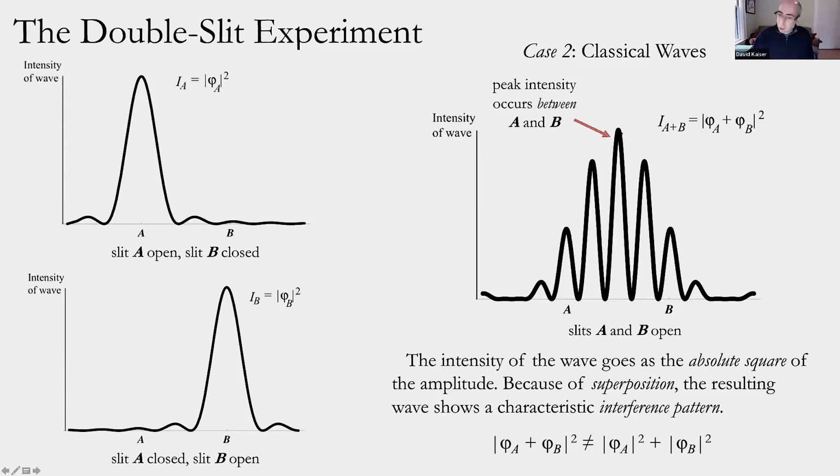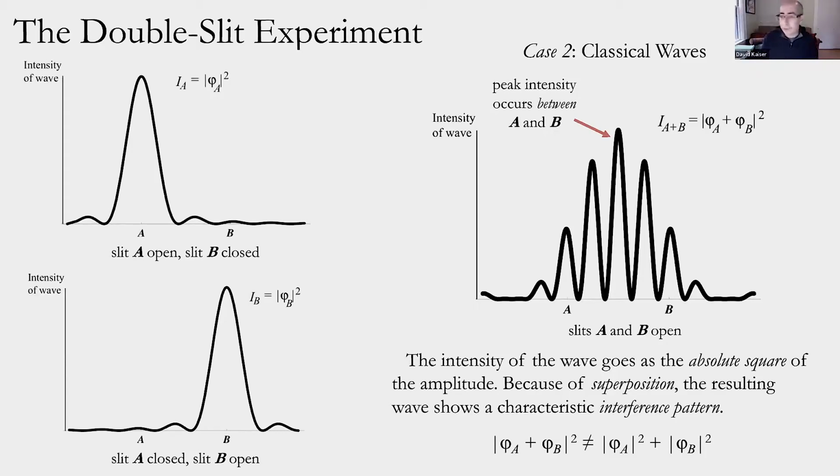The point on the shore with the largest intensity is a point between the two slits, whereas when either slit is open alone, that's a point of virtually vanishing intensity. So the greatest intensity is at a spot where neither scenario on its own had much power at all. And so again, this is a characteristic of classical wave behavior, that the intensity goes as the square of the sum, not the sum of the squares.